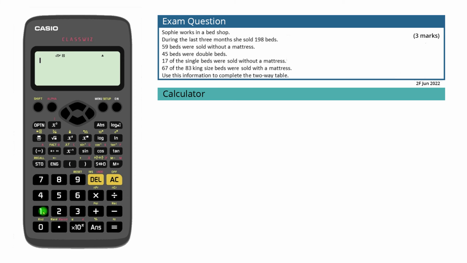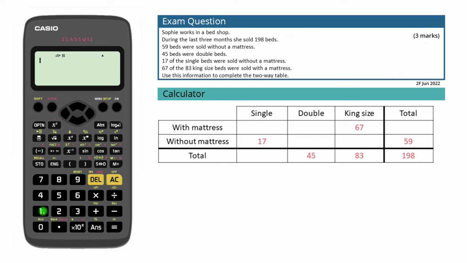The next question is about a two-way table. The first step is to enter the information that you were given in the question into the table, and it's worth checking that you have done this correctly before using your calculator. To answer the question, we will need to calculate the cells where there's a single gap. Start with the total column, enter 198, subtract 59 and press equals. Write down the answer 139 in the top cell of the column.